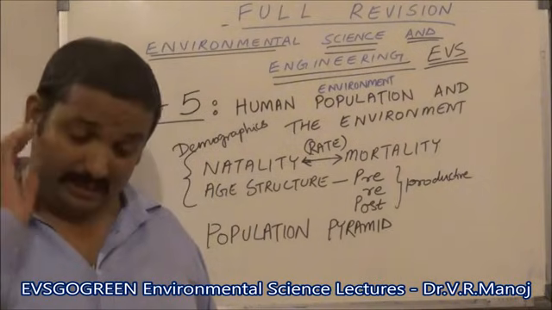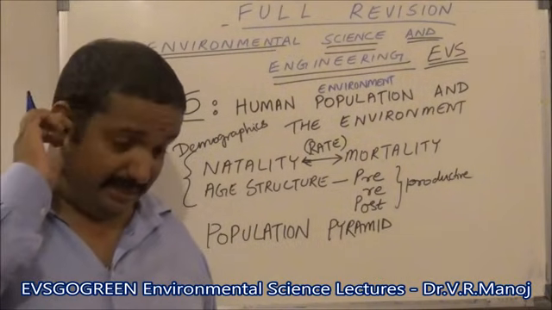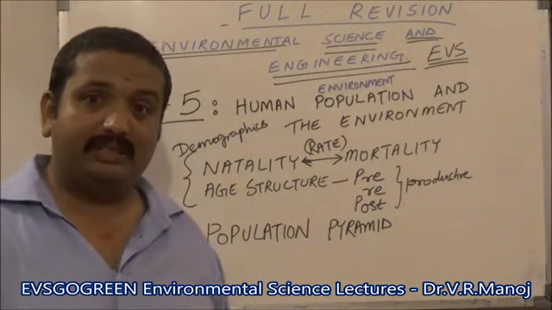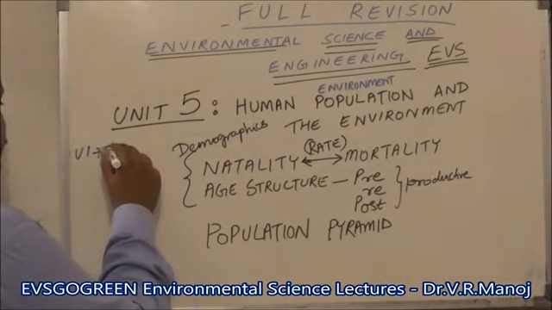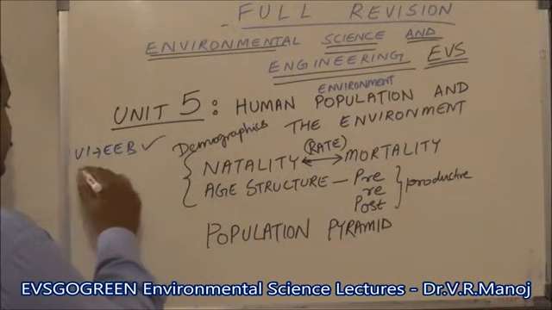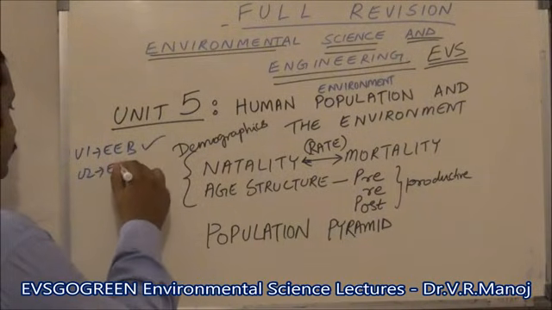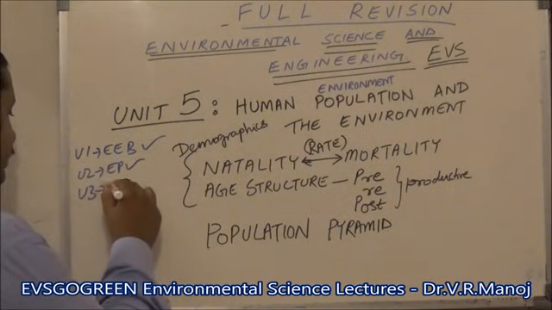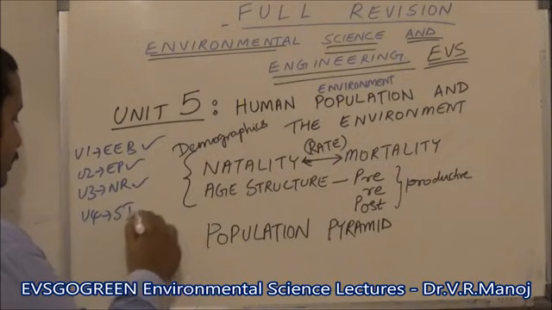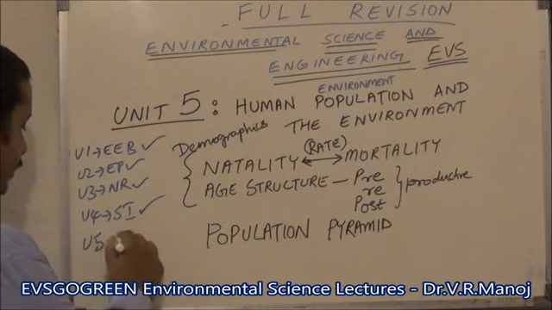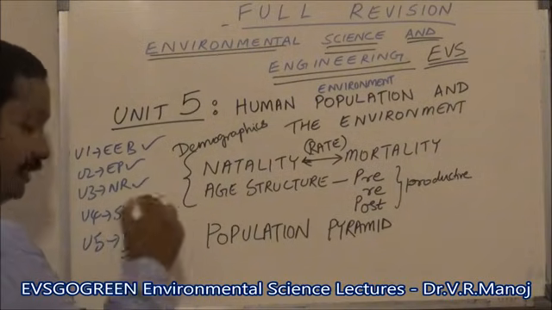Now we are into the revision of the last unit of EVS, which is Human Population and Environment. Unit 1 we have seen is Environment, Ecosystem, Biodiversity. Unit 2, Environmental Pollution. Unit 3, Natural Resources. Unit 4, Social Issues. And now Unit 5, Human Population.